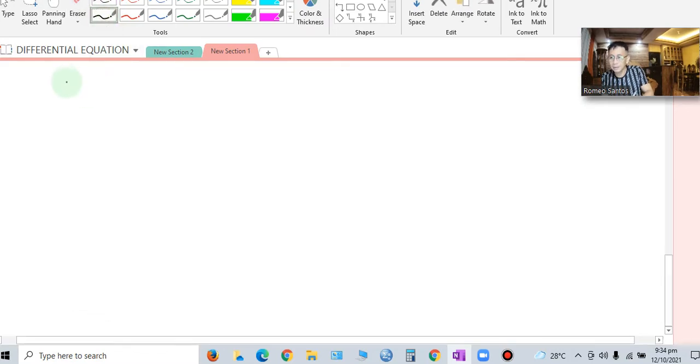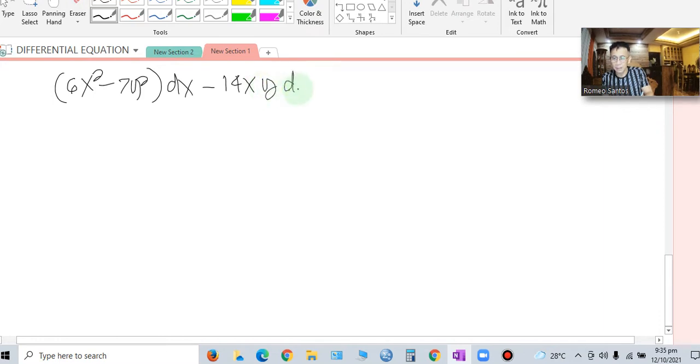Ma-reinforce lang natin yung discussion natin. So we have 6x squared minus 7y squared dx minus 14xy dy equal to 0. Ito naman na-analyze ko, medyo mas maganda kung ito yung x equals to v times y. Magiging swabe yung solution. Mas simpler. Pero pwede naman y equals to vx.